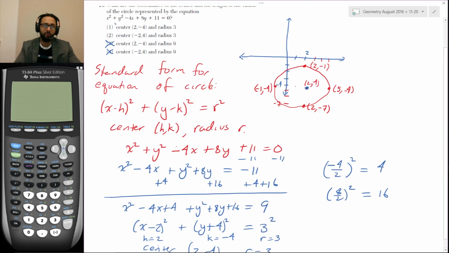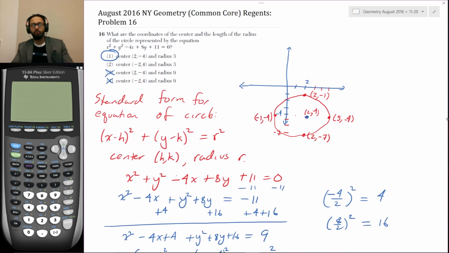Hey, what a big coincidence. The one we would have tested would have been the answer. So we would have gotten the correct answer had we just plugged these 4 numbers in. But of course, we do want to know how to do this question algebraically.